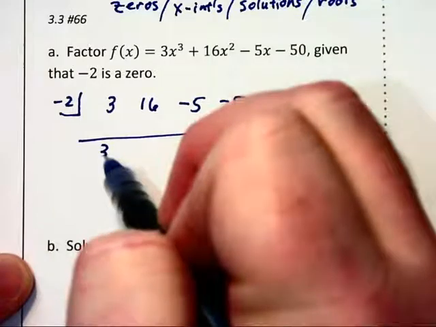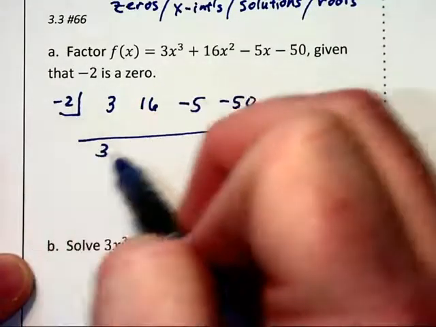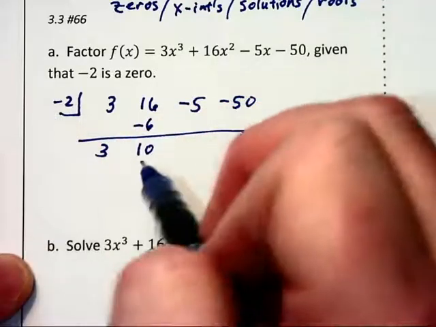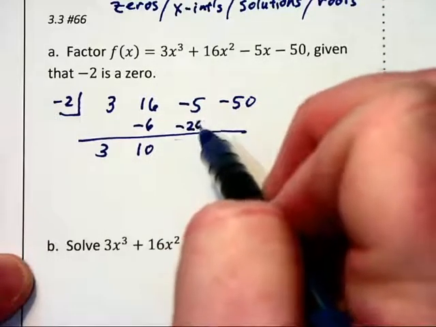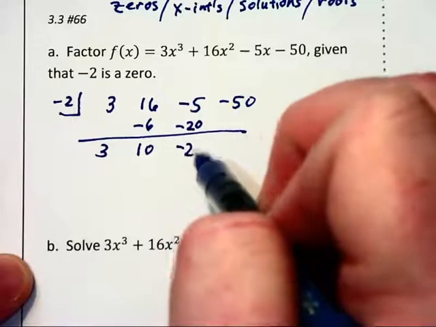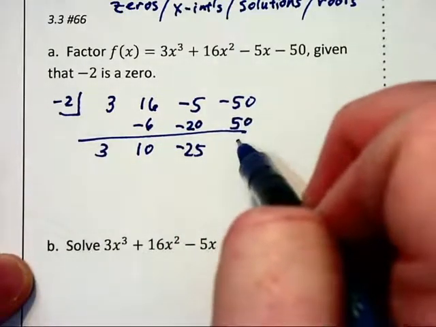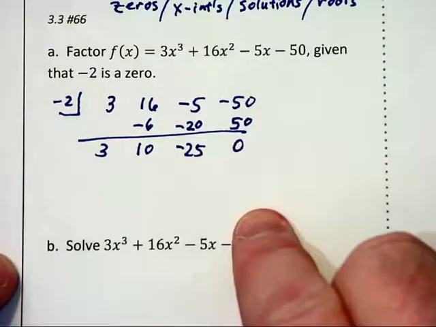We bring down our first term 3. Negative 2 times 3 is negative 6. Adding down we have 10. Negative 2 times 10 is negative 20. We add to the negative 5 and get negative 25. Negative 2 times negative 25 is positive 50. And yes, we do get the 0, which is what we planned on.